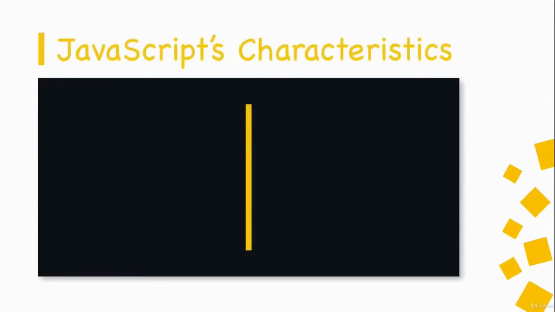Now let's talk about JavaScript's characteristics. JavaScript is a programming language, but it has a few characteristics. So what are they and what do they mean? For example, when we looked at the description of the JavaScript programming language at the very start of this video, there were a lot of characteristics and you might not know what they all mean. So let's break down some of them in this video right now.